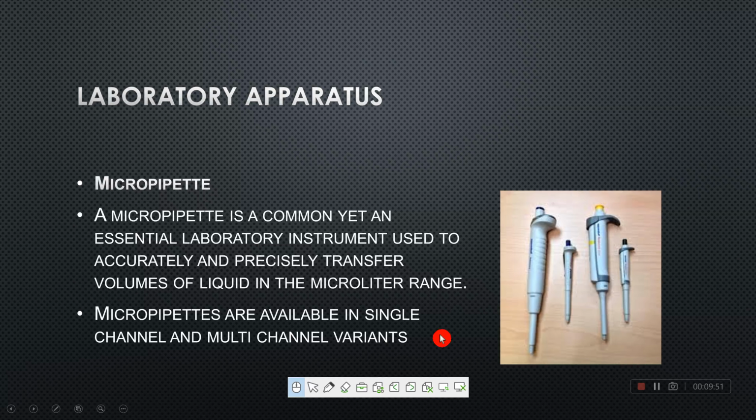Now these are the micro pipettes. They are more precise and accurate. They are used for transfer of very small volumes of liquid in the microliter range. These are available in single channel and multi-channel variants. Alright, so some pipettes are of fixed range, that it will transfer from 10 microliter to 100 microliter only, and some are not fixed. So these are the micro pipettes which are used to transfer microliters of the solution to perform any kind of test.